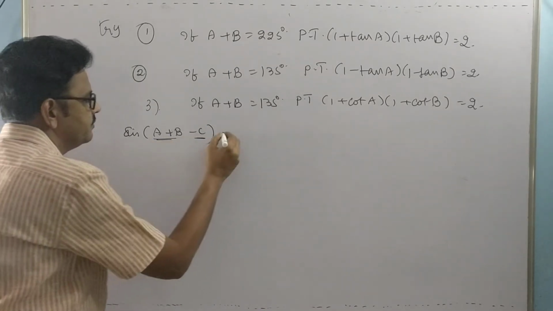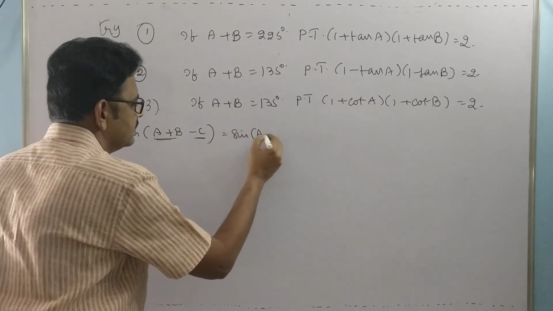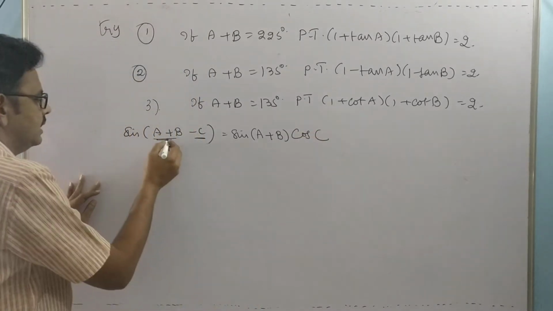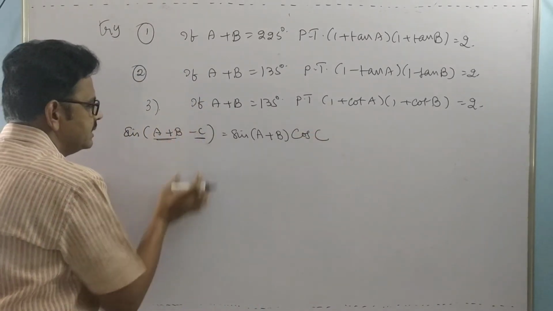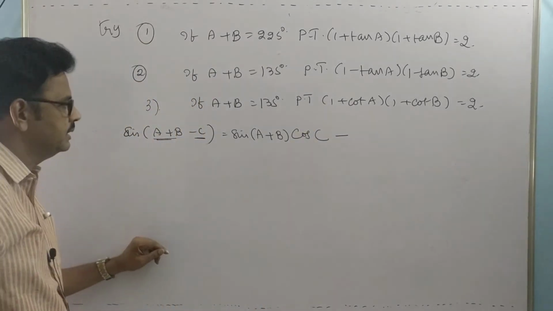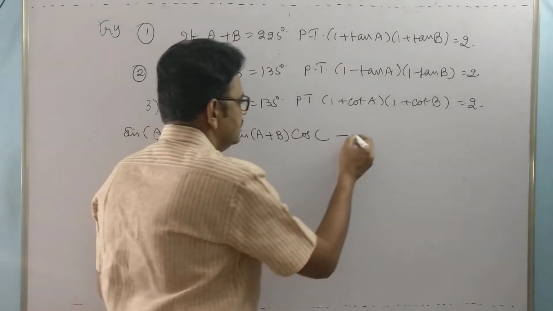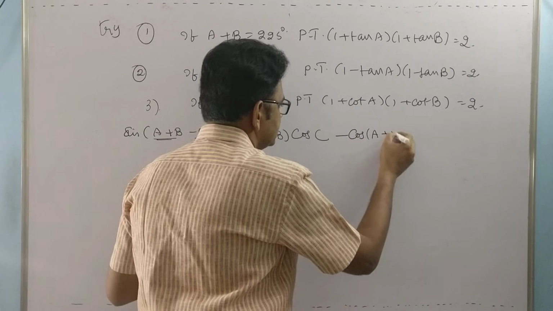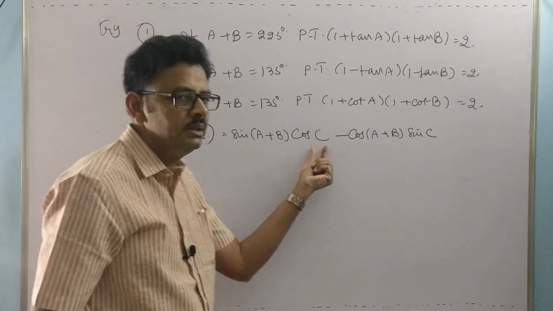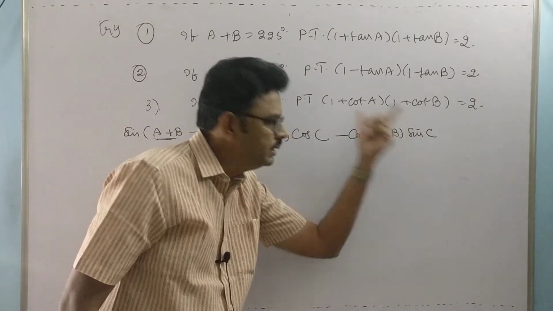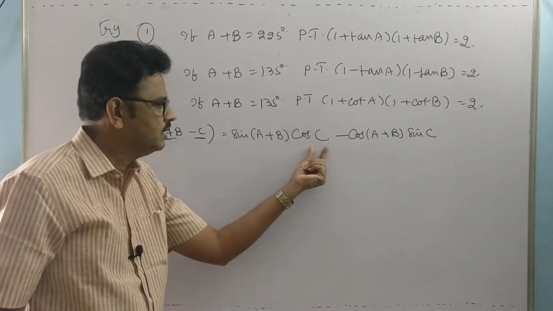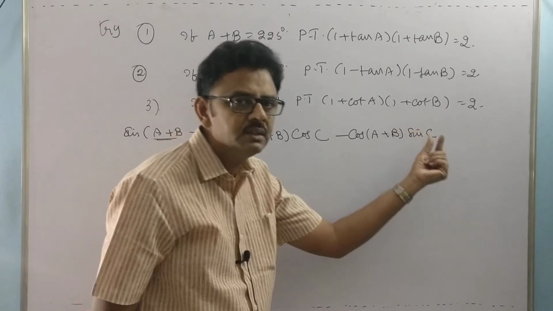Sin of A plus B form, sin A cos B. Okay, this is alpha, this is beta. Sin of alpha minus beta, sin alpha cos beta minus cos alpha sin beta. So this is minus cos of, so this is A plus B into sin C. Sin A cos B minus cos A sin B. Okay, or treat this as alpha minus beta. Sin alpha cos beta minus cos alpha sin beta.